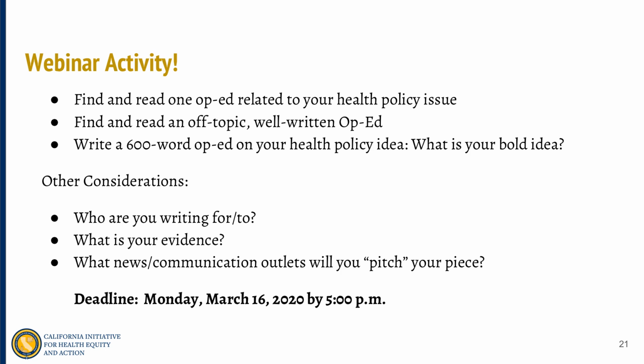I'm available to help you if you want to get feedback on your draft. But you can think about this as a low stakes activity. We're not grading it. It's really just an opportunity for you to try out these different strategies and see how easy or difficult it is for you to communicate an issue in 600 words or less. The deadline for this activity is Monday, March 16th by 5 p.m. And again, I welcome you to send me drafts, questions, any way that I can be helpful to you in completing this activity.